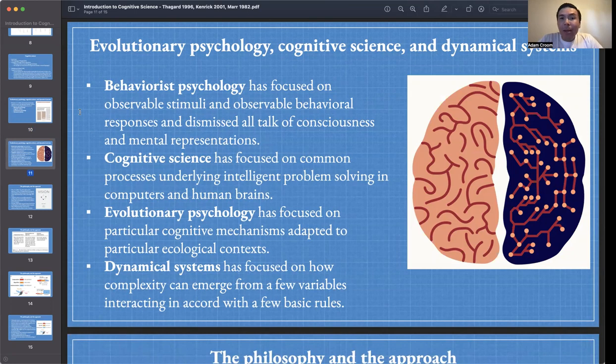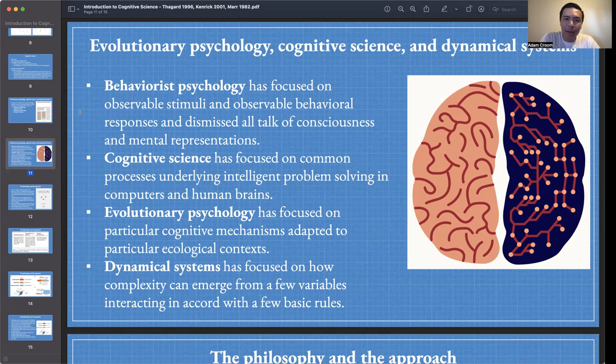So we just discussed some of this information, but just to be super clear, this is all provided on one slide, okay? So what is behaviorist psychology? Who was a major contributor of this approach in psychology? Well, we know B.F. Skinner. And this approach has focused on observable stimuli and observable behavioral responses and dismissed all talk of consciousness and mental representations.